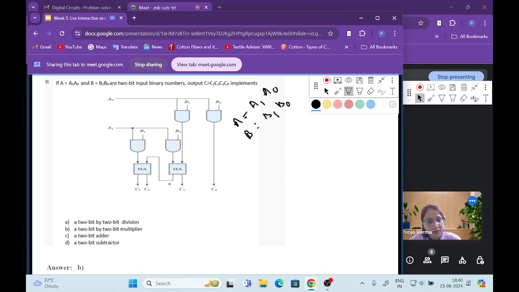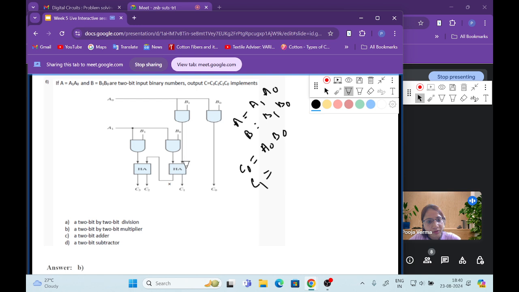First we need to find out C0. What is C0? C0 is A0 and B0, right? It is an AND gate. So A0 and B0, from here we can get C0. Now the next one is C1.